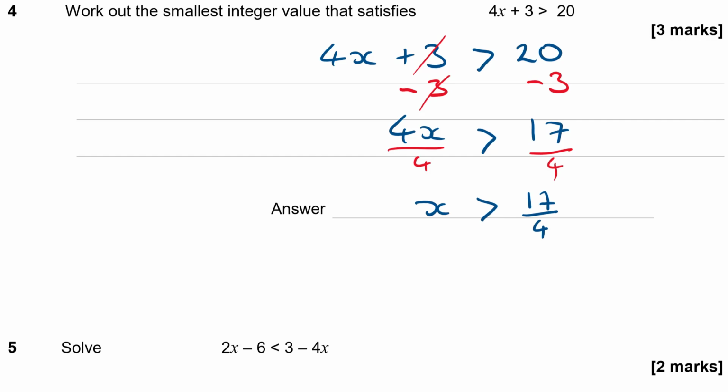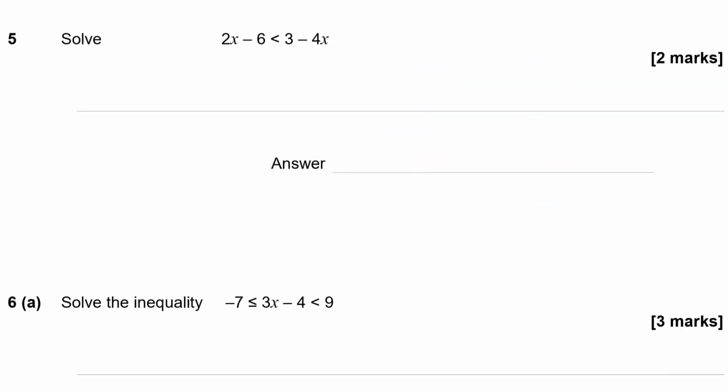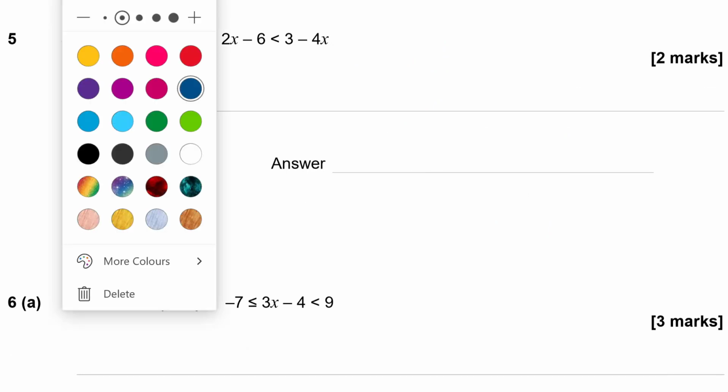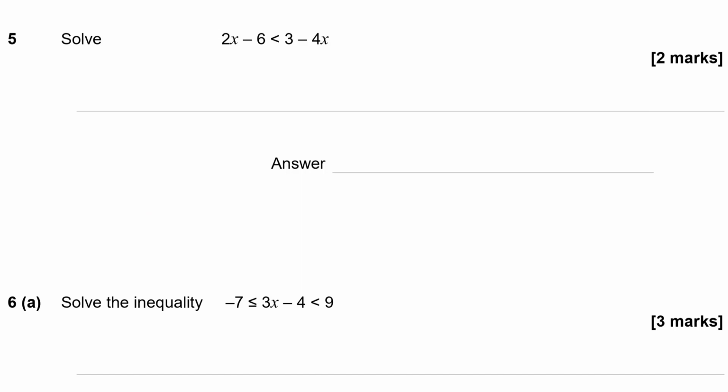So, done. Question 5, solve 2x minus 6 is less than 3 minus 4x. Again, I'm going to solve this exactly the same way as I would have done an equation, but rather than having an equal sign between my things, I'm going to have that less than symbol instead, aren't I? Okay. Right, so what am I going to have to do first to simplify this?